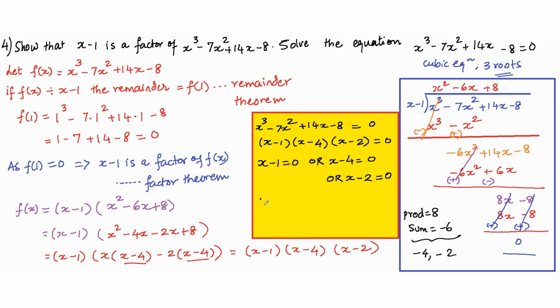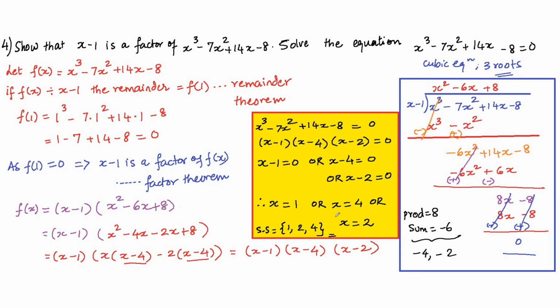And therefore, if x minus 1 is 0, x will be equal to 1. Or if x minus 4 is 0, x will be equal to 4. Or if x minus 2 is 0, x will be equal to 2, right? So the three solutions for x, the solution set therefore can be written as 1, 2, 4, right? This is the solution set. So these are the values of x which satisfy the given cubic equation.